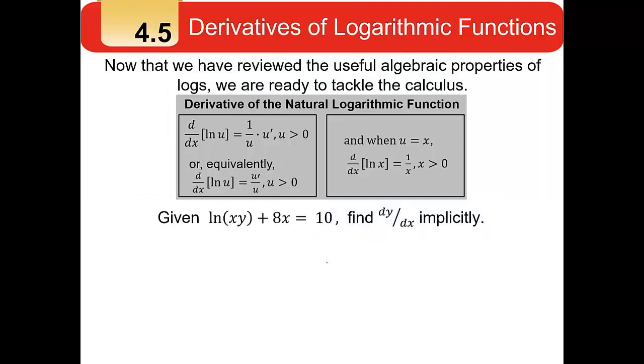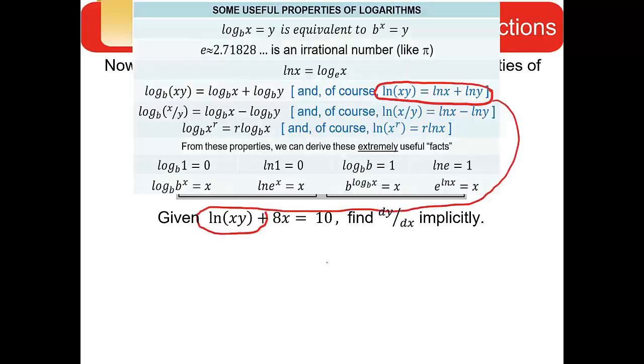Now this same process can work with implicit differentiation. All the old stuff still follows forward. In this problem, we've got a logarithmic expression as part of an implicit differentiation problem. It says, given the natural log of the product of x and y plus 8x equals 10, find dy over dx implicitly. Well, I know the log of a product can be written as a sum, and that's been helpful in past problems with logarithms and derivatives. I'm going to do it again. I'll write the log of x times y as the natural log of x plus the natural log of y, and of course the plus 8x equals 10 is still there.